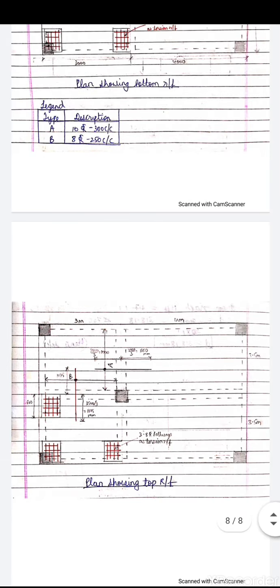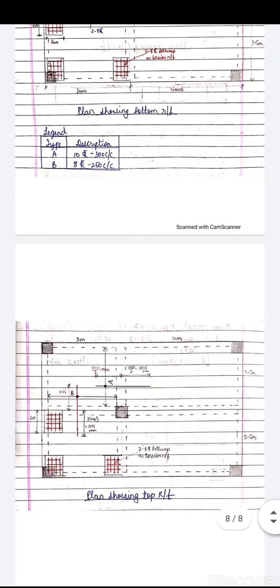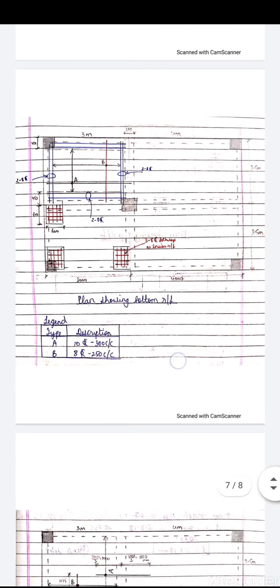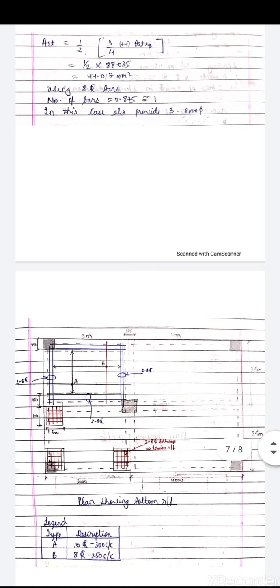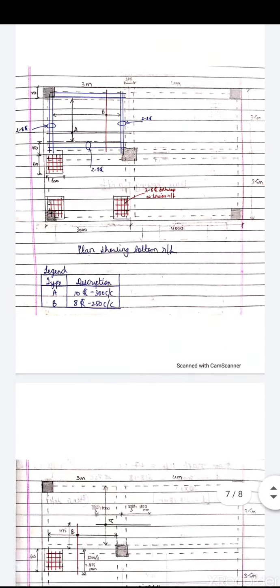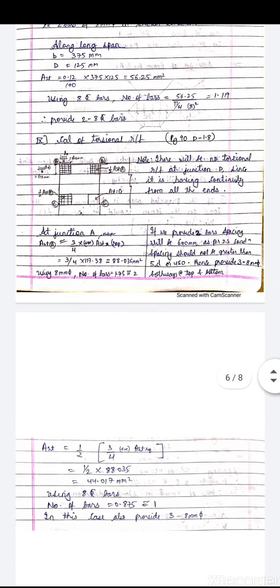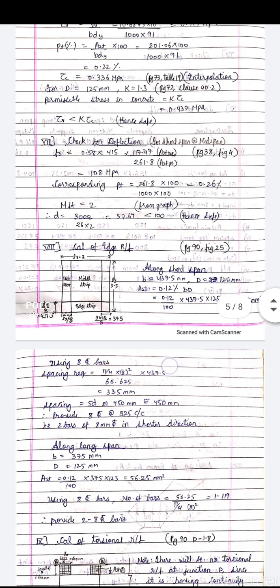So I hope this is clear now, the reinforcement detailing, how to draw the reinforcement detailing for a two-way continuous slab. So you have to design the slab and just show the reinforcement detailing like this. So I hope I have made this very clear. So with this we have finished the floor system, and this is one of the typical problems which might be asked in the examination. So we have completed this problem.